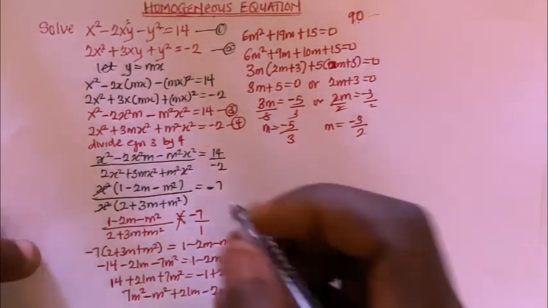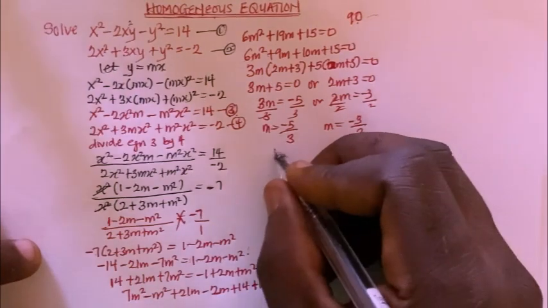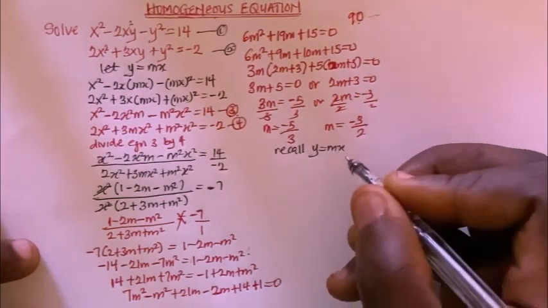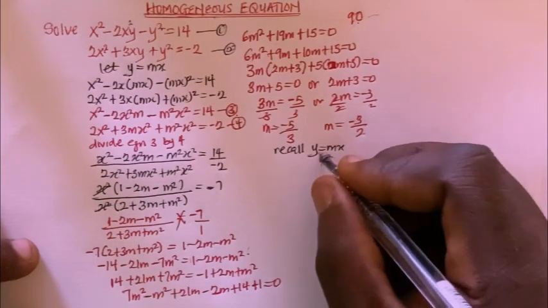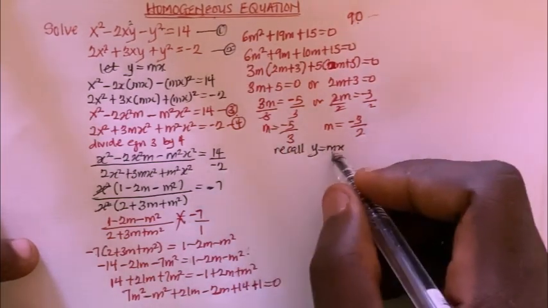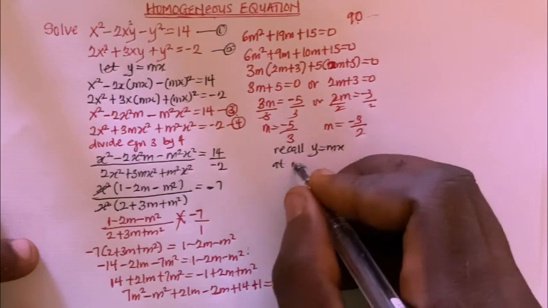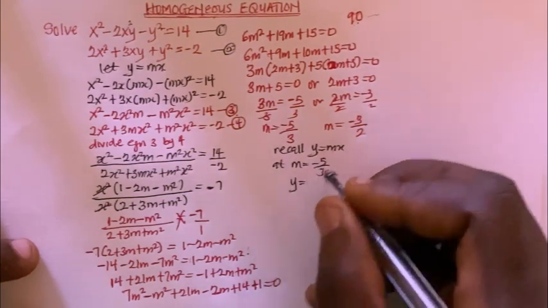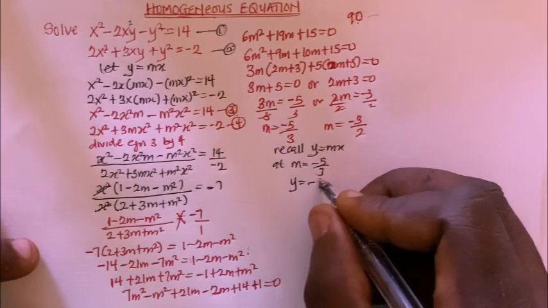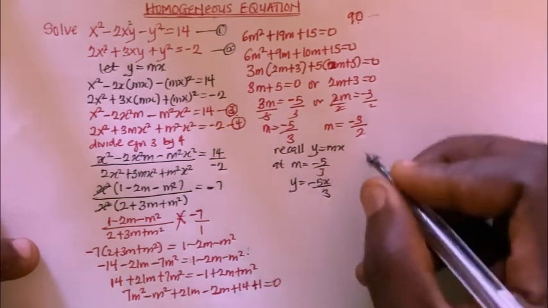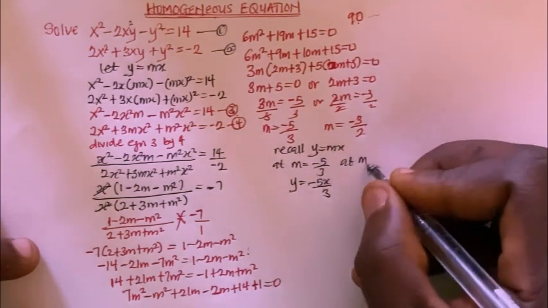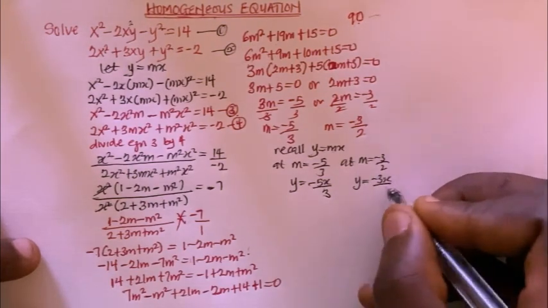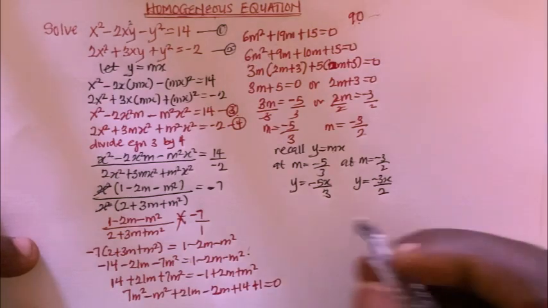Then you can now recall that we said we should assume y to be mx, right? Since y equals mx, let's just put in the value of m. At m equals minus 5 divided by 3, we are going to have y equals minus 5x divided by 3. Then also at m equals minus 3 divided by 2, we are going to have y equals minus 3x divided by 2. That's just the two expressions.